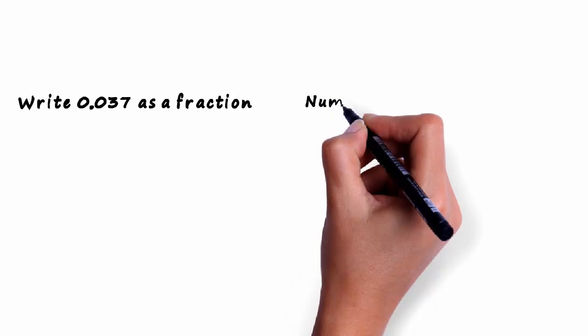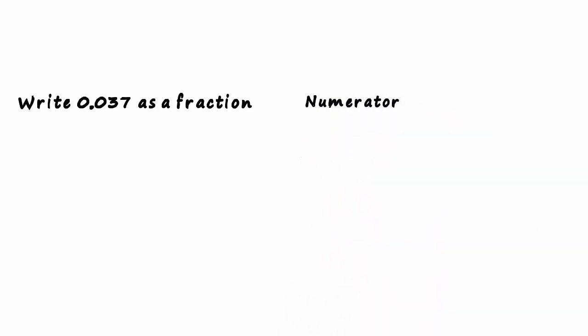How do we write 0.037 as a fraction? Here, we will try to see how we can write decimal fractions as fractions. To write it as a fraction, there are only two things we need. First, the numerator, and second, the denominator. Writing the numerator is extremely simple.